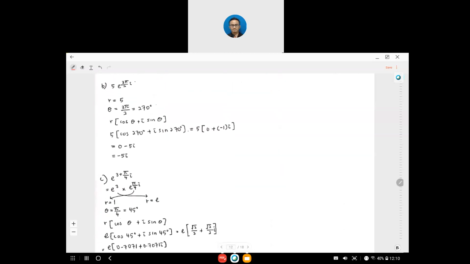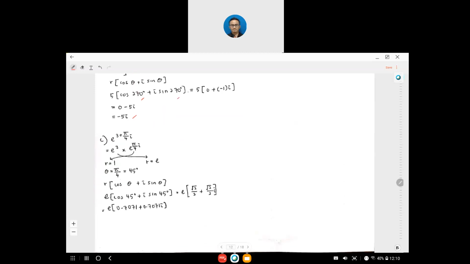This one, B, is also the same thing. R equal to 5, theta equal to 270. This one also you just substitute. Then you can get negative 5i, because 270 is exactly on the y axis. So the real number x will not exist. Negative 5i.